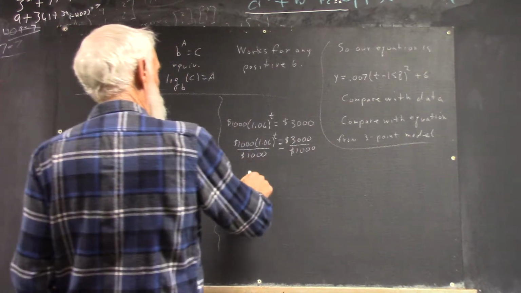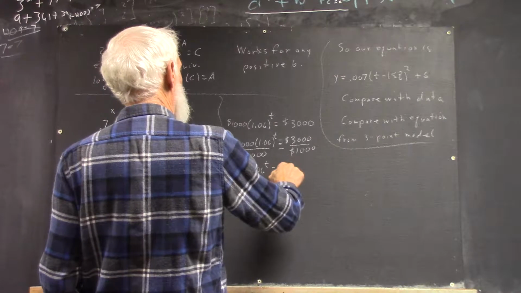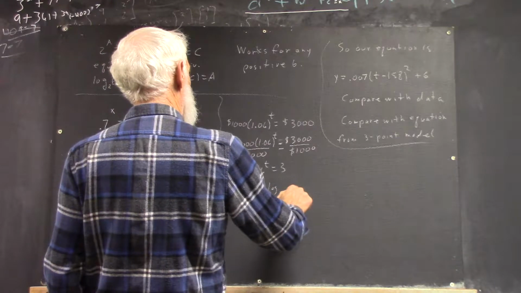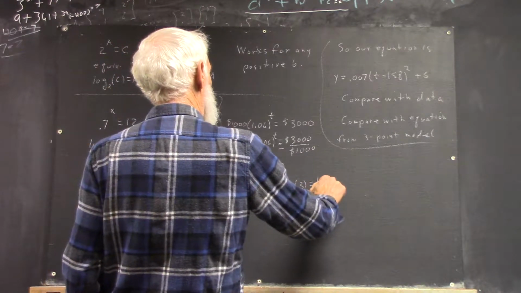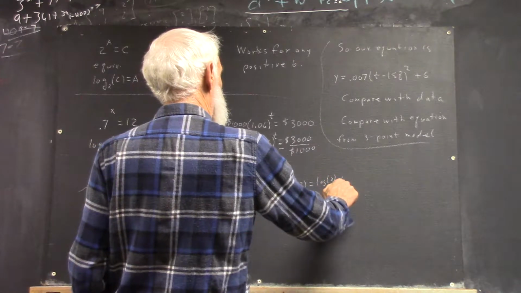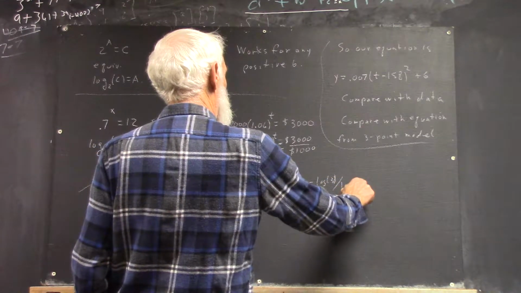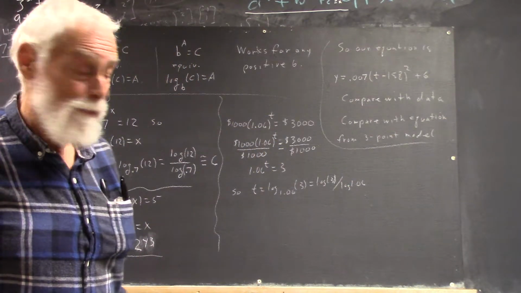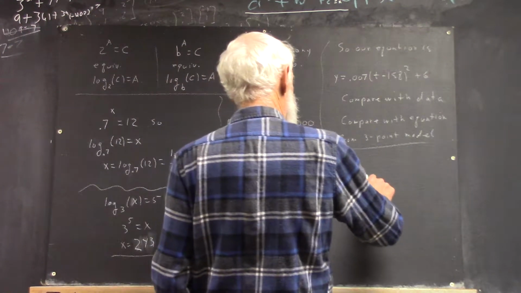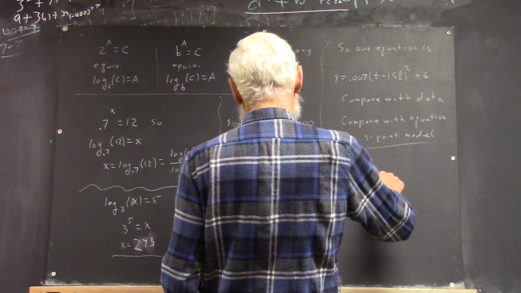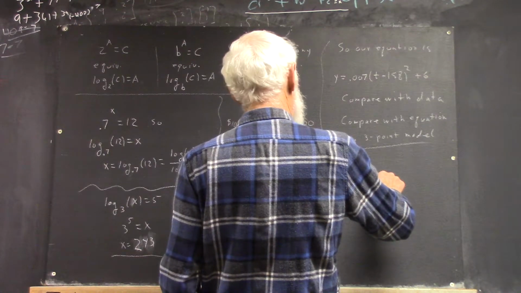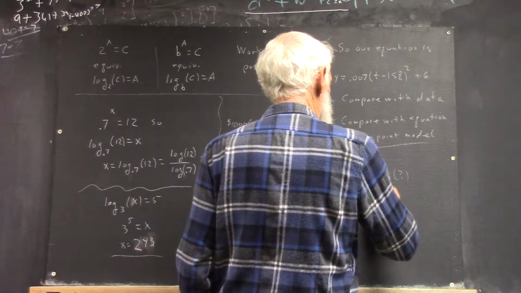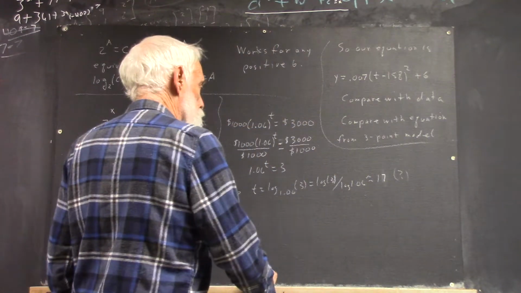Okay, and you get 1.06 to the t equals 3. So t equals log base 1.06 of 3, equals log of 3 over the log of 1.06. Okay? And I'm guessing that's probably going to be like 16 or so, 17. I'm going to guess 17.